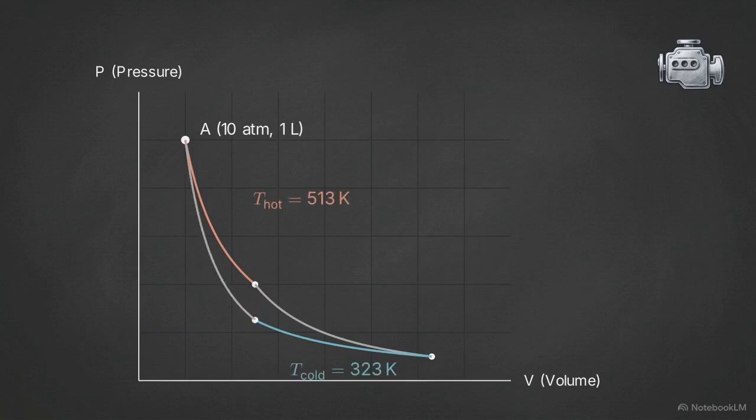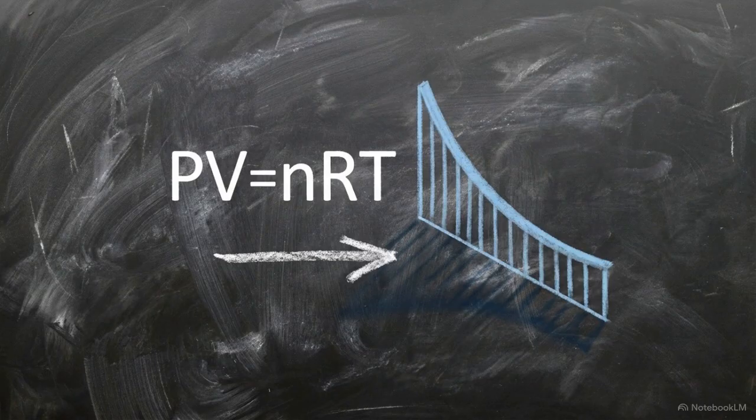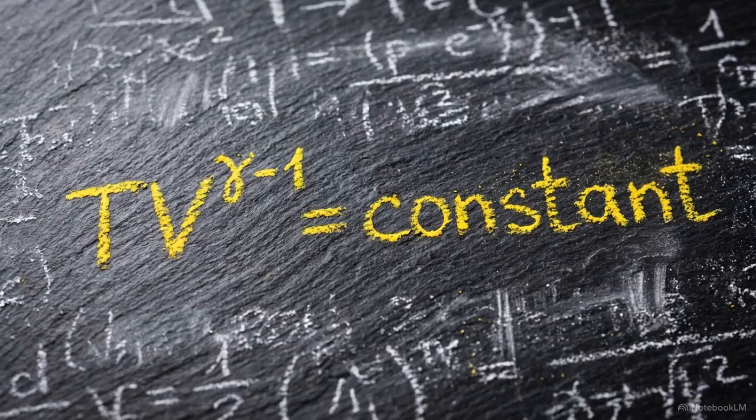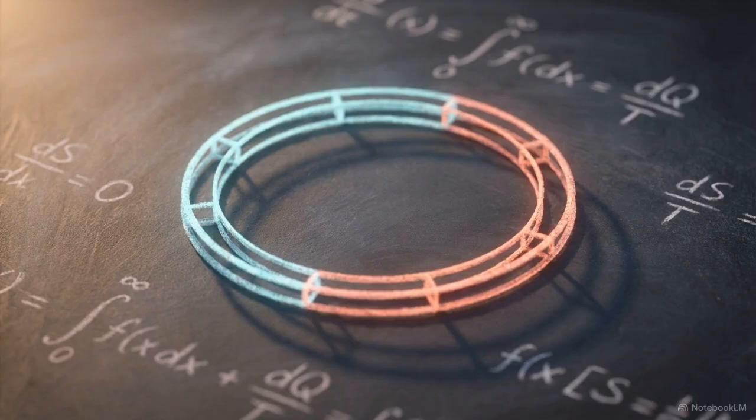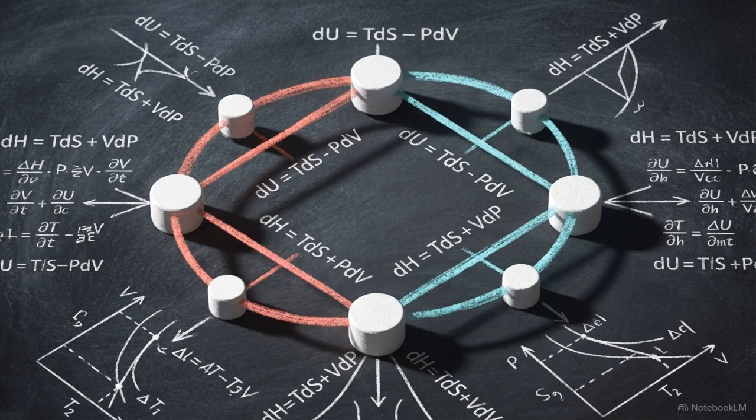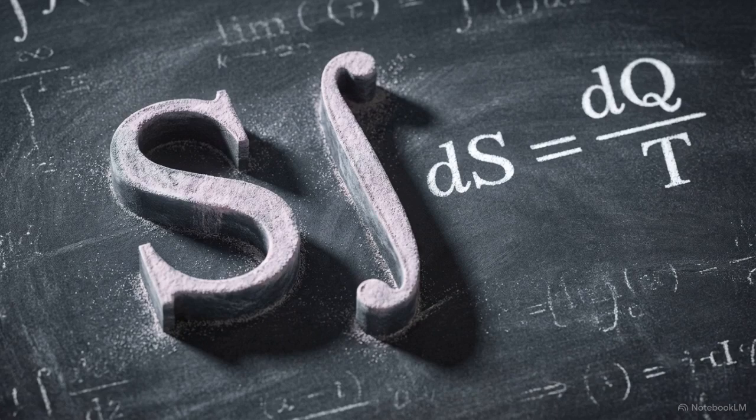You are given the high and low temperatures and the initial pressure and volume at state A. To find the limits of the cold reservoir, we use the ideal gas law to slide along the isotherms, and the relation TV to the gamma minus 1 equals constant to cross the adiabatic boundaries. Plugging in our 513 Kelvin hot state and 323 Kelvin cold state gives us the pressures and volumes for points C and D. A Carnot cycle is a self-consistent loop of state variables. By defining the starting pressure and volume alongside the temperature of your reservoirs, the adiabatic relations mathematically constrain every other point in the cycle. Entropy is calculated by integrating dq over T.